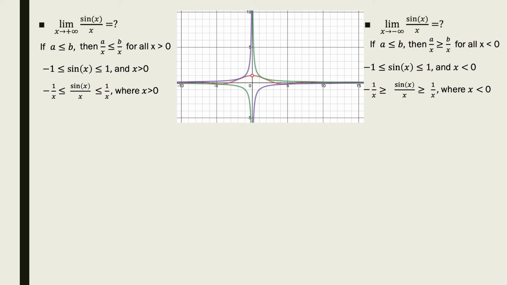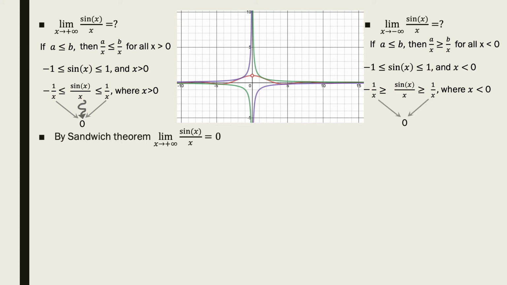The beauty of it is that -1 over x and 1 over x, when x goes to plus infinity, both go to 0. Therefore, sine of x over x is squeezed in between, and it also goes to 0. By the sandwich theorem, the limit of sine of x over x as x goes to infinity is equal to 0.